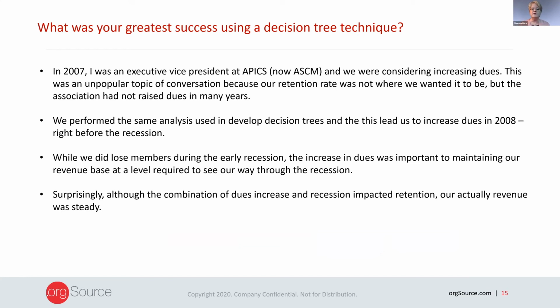We increased our dues. The recession hit. And the interesting thing is, while our retention did go down, the impact of the dues increase saved the day. So the dues increase netted more income than the loss of retention. And eventually we were able to build our retention rate back up. So that was, I think, the most interesting example that I had of looking at a decision tree.